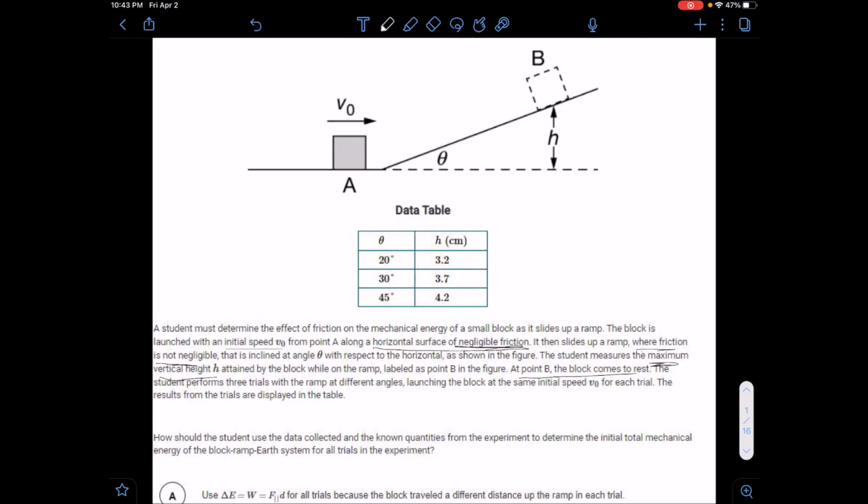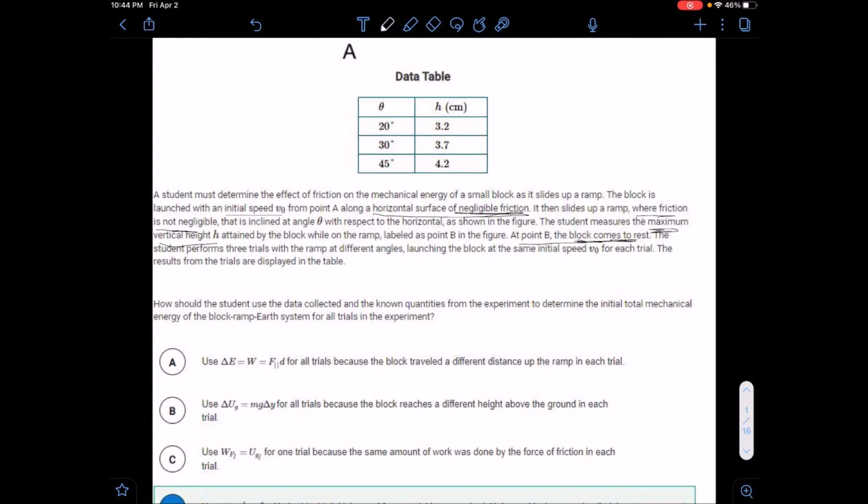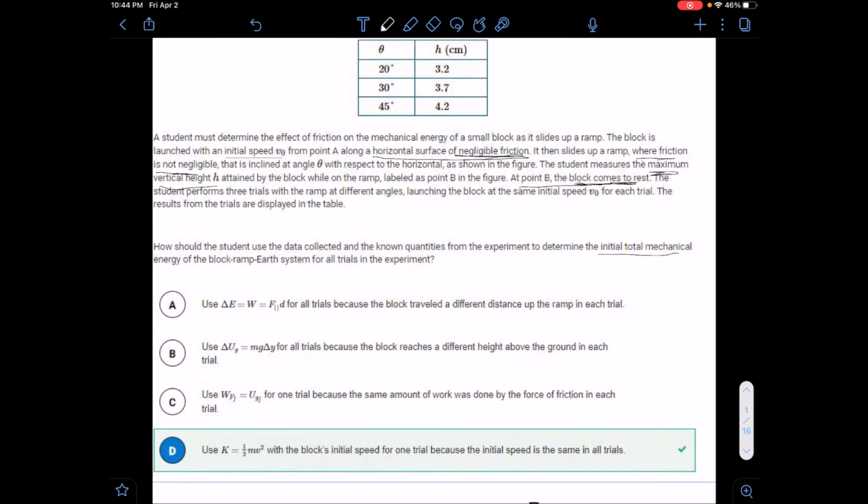Okay, so essentially what this is saying is that there's no friction here, but there is friction here. And when it says at point B the block comes to rest, it's because of the friction on this ramp right there. So now we're trying to determine the initial total mechanical energy of the block ramp earth system for all trials in this experiment.